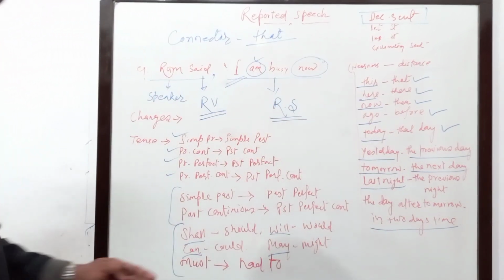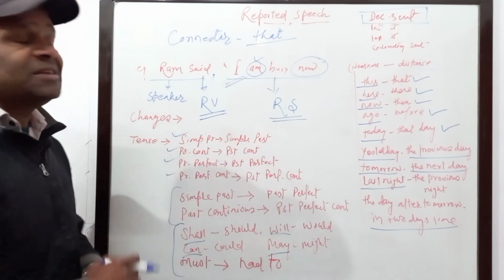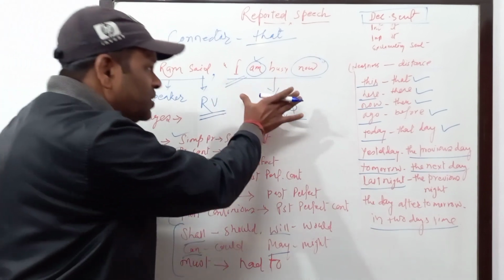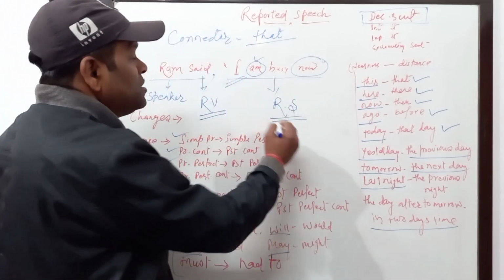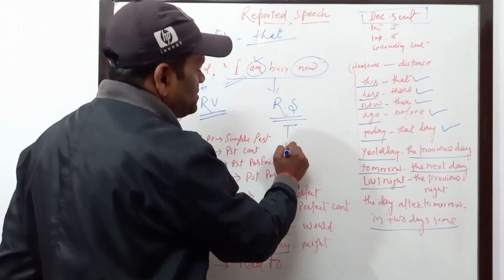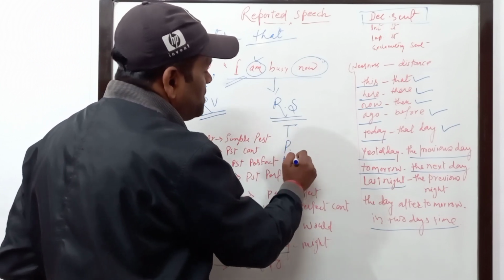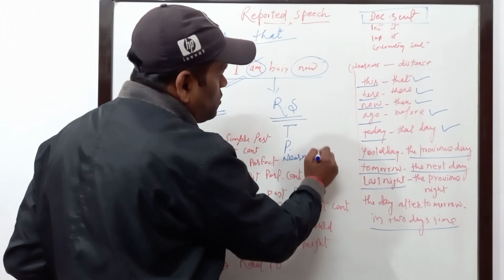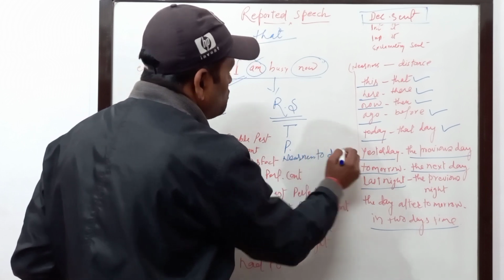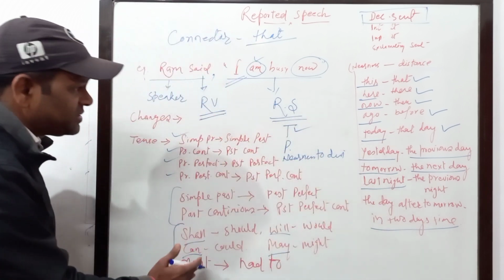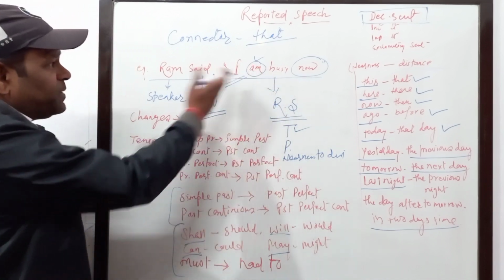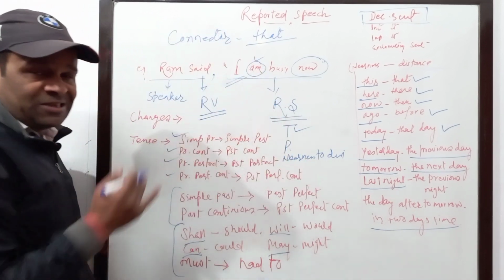So my dear children, these are the 2 basic points. As far as the reported speech changes are concerned, we make three changes. One is tense, one is pronoun, and one is nearness to distance. So you have to understand the rule for that. Tense we have discussed here. Pronoun changes as per the speaker and to whom it is spoken.